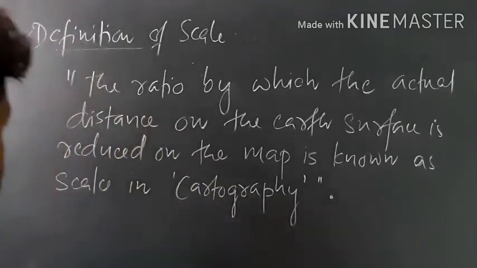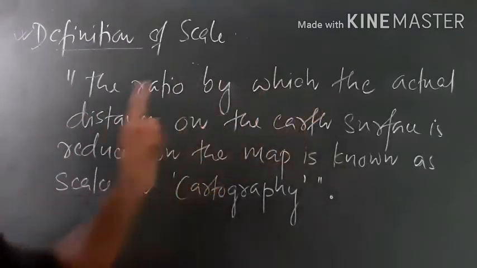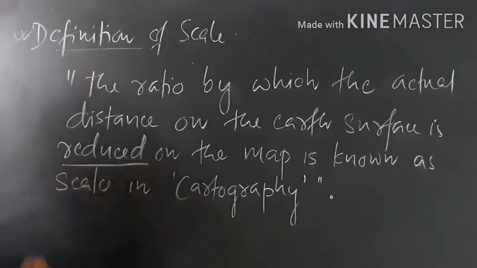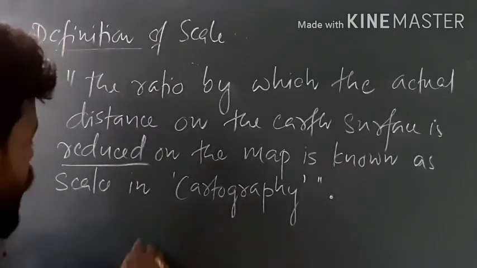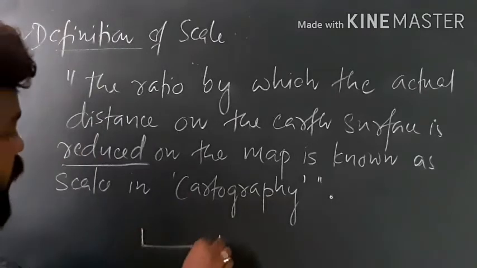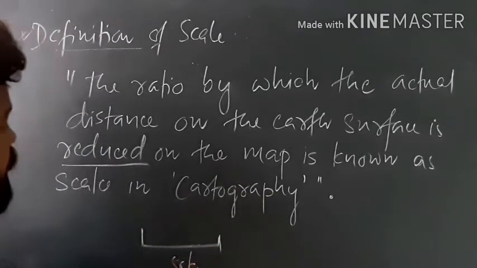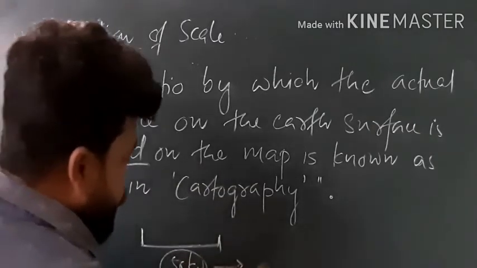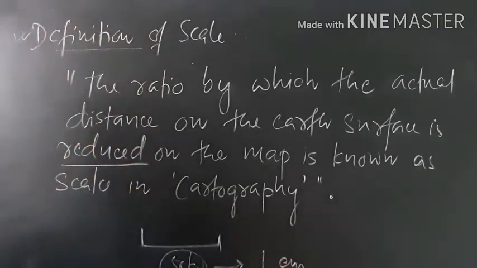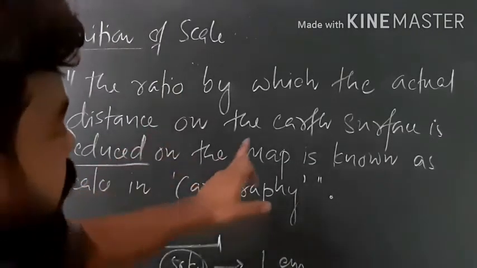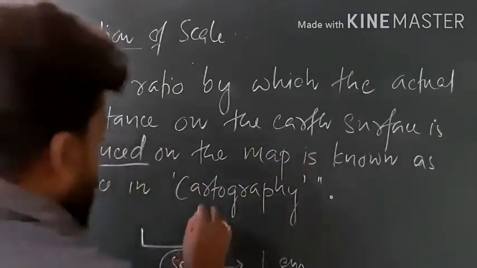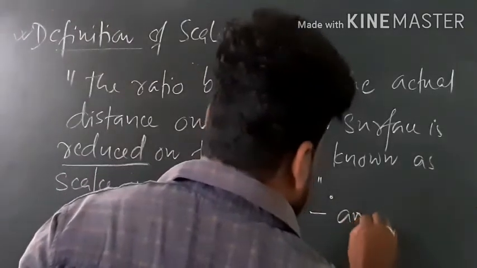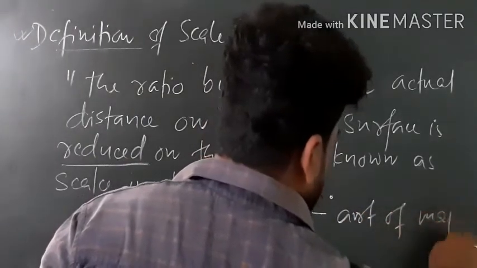That is the ratio by which the actual distance on the earth's surface is reduced. You have to remember this word, okay? Reduced. Reduced means, suppose this is 50 kilometers, but we are reducing the scale. Reducing means 50 kilometers will be represented by 1 centimeter. So that is the reduction on the map, known as the scale in cartography. What is cartography? Cartography means the art of map making.